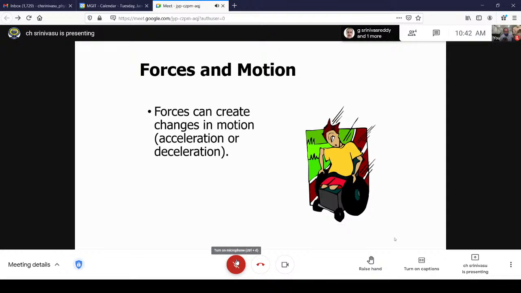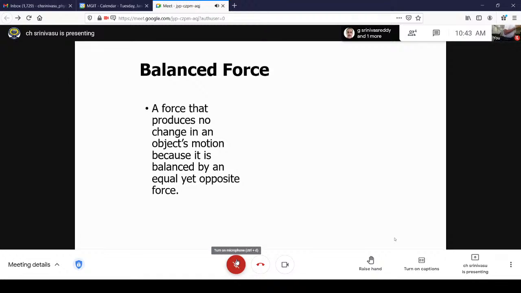Let us consider forces in motion. Forces can create changes in motion, meaning acceleration or deceleration. A force that produces no change in an object's motion is balanced by an equal and opposite force. This is the symbol for forces which take place in opposite directions.